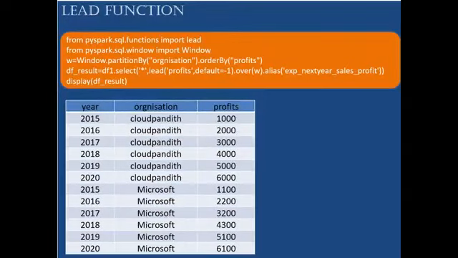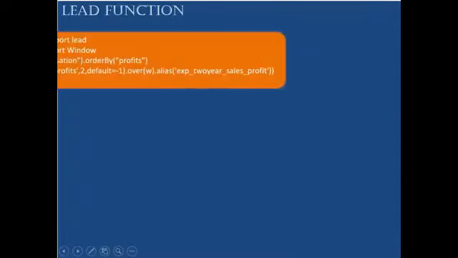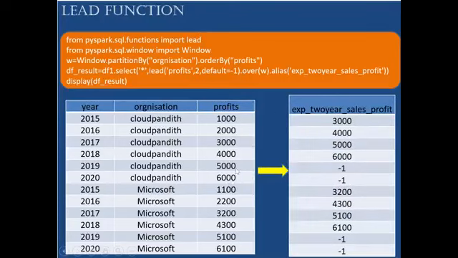So here also by default we have a null, but you can mention the default should be -1 instead of null. So you can see the default value is -1 instead of null. And lead of profits 2 comma default equal to -1. 2 means I'm leading 2 values, meaning 6000 and 5000 both are -1. This 6000 will move here, 5000 will move here, 4000 will move here, 3000 will move here. This is the expected sales profit 2 years from now. After 2 years, what is the sales that we are putting here?